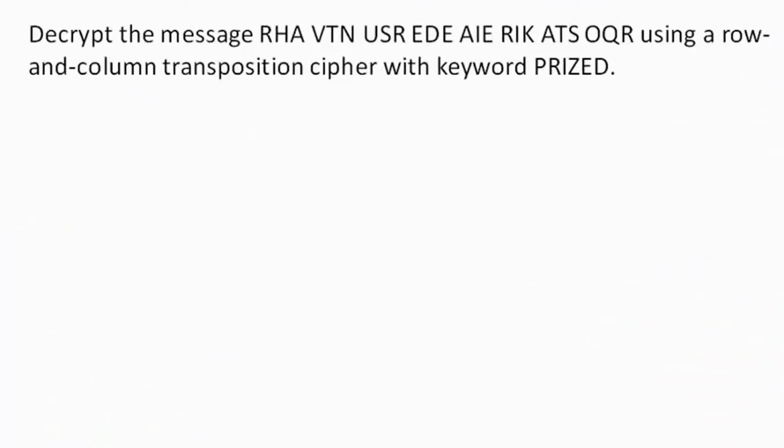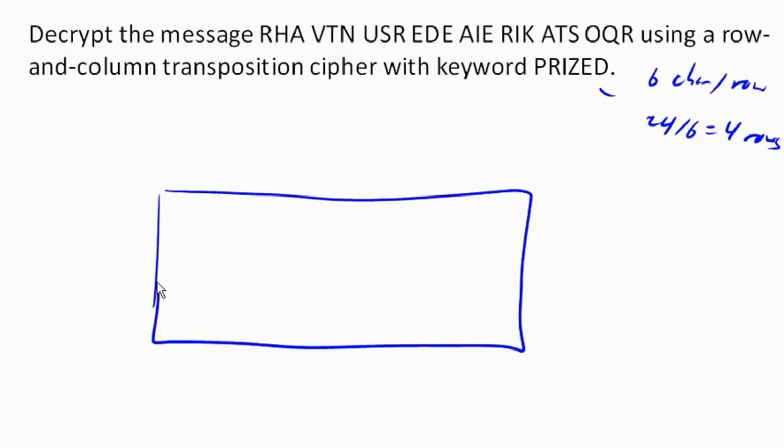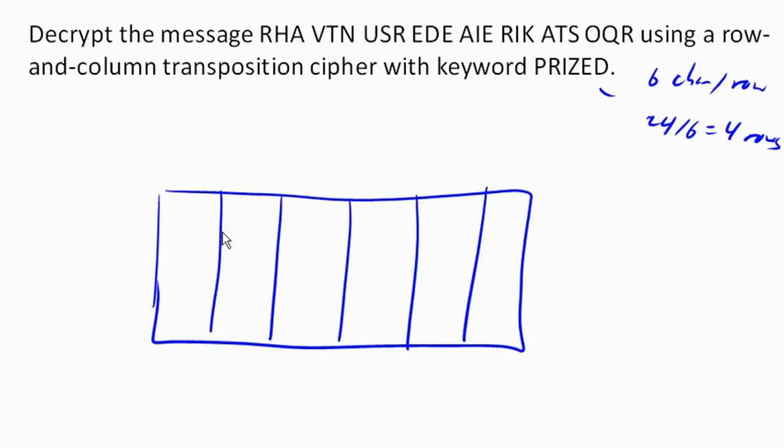So now let's decrypt a message that was encoded using a row and column transposition cipher with this keyword. This keyword tells me that there were 6 characters per row, and since there are a total of 24 characters in the message, that tells me there are going to be 4 rows to fill out here. So I'm just going to make a little grid here for my reference. We have 6 columns and 4 rows in each.